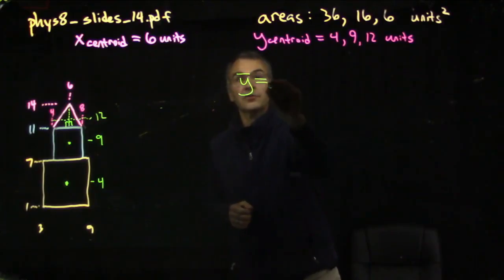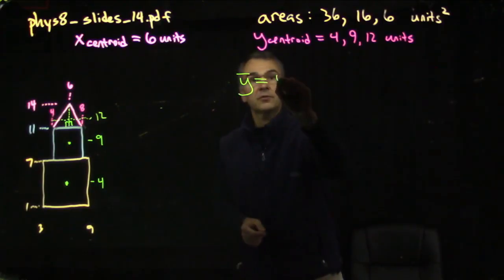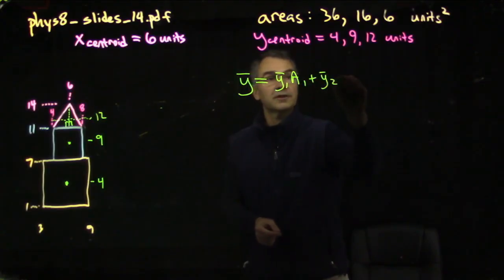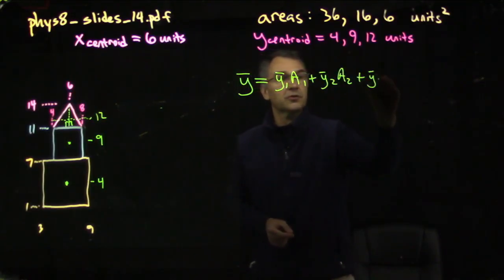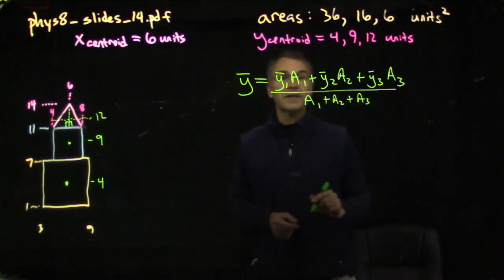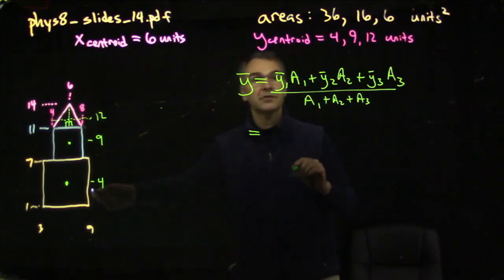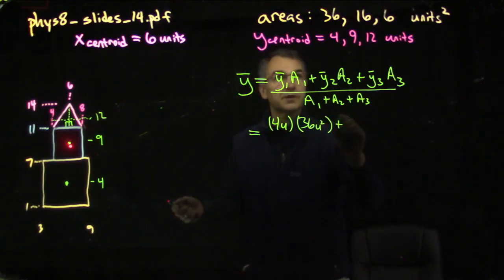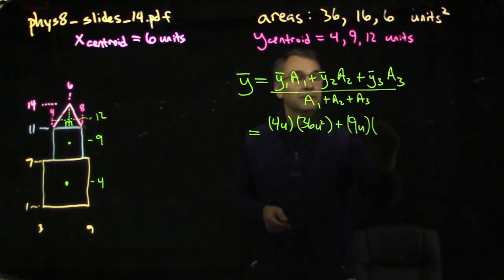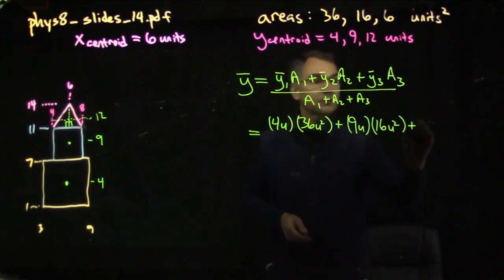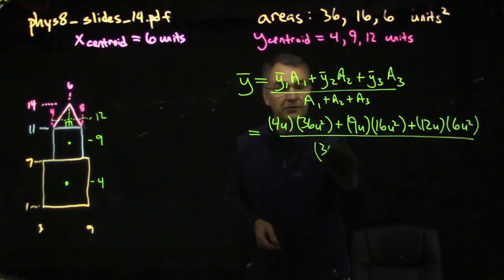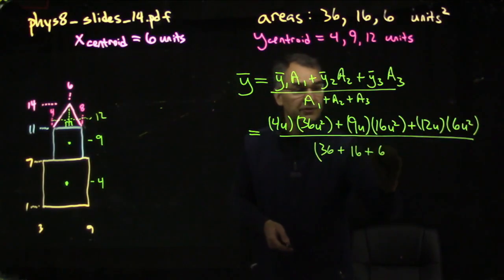So y centroid of the entire shape is y centroid 1 times area 1 plus y centroid 2 times area 2 plus y centroid 3 times area 3 divided by the sum of the three areas. So it's just a weighted average weighted by area. For the biggest shape, we have 4 units times 36 square units. For the middle shape, we have 9 units with an area of 16 square units. And then for the triangle, we have 12 units with an area of 6 square units. And then we divide by 36 plus 16 plus 6 square units.